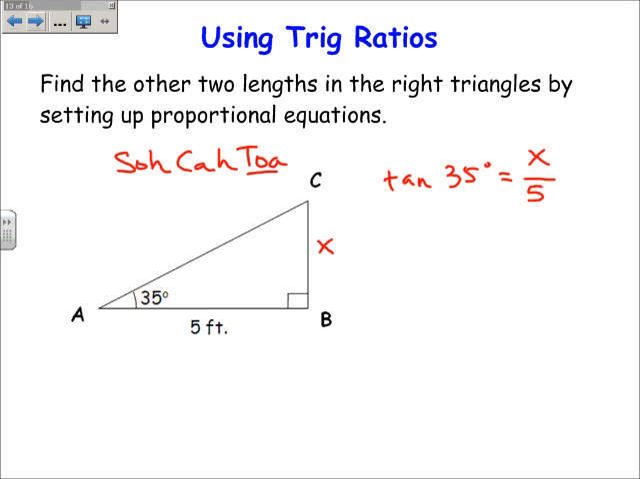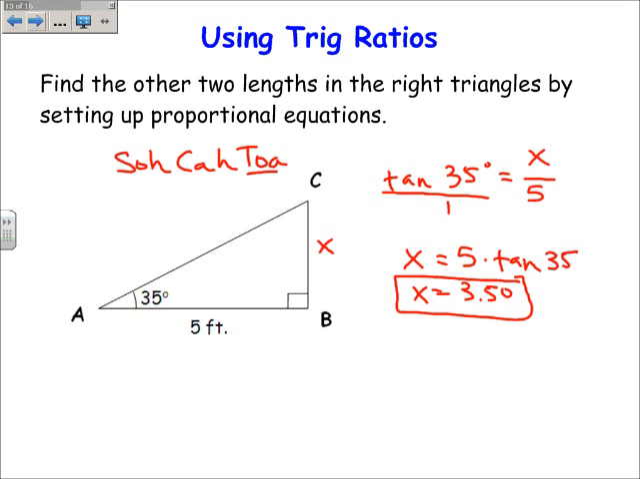Now I will make this into a proportion so I can solve it. And I cross multiply. 1 times x is x, and 5 times the tangent of 35 is 5 times the tangent of 35, which I grab my calculator and type in 5 times tangent of 35. And I get the length. This length is 3.50.